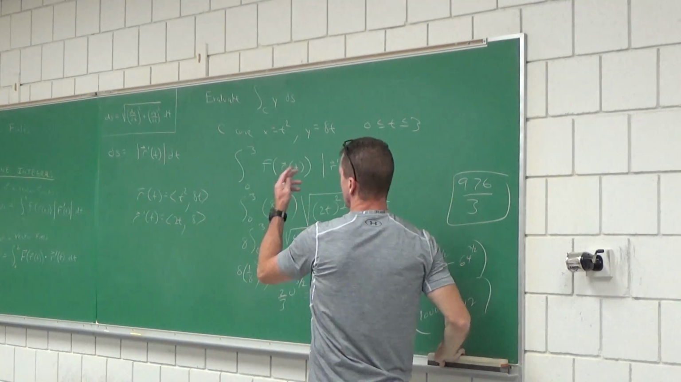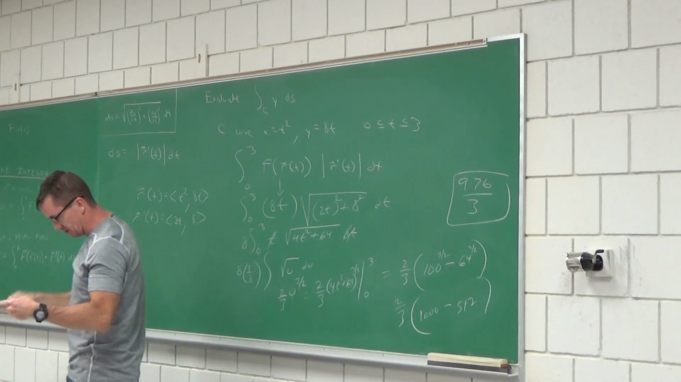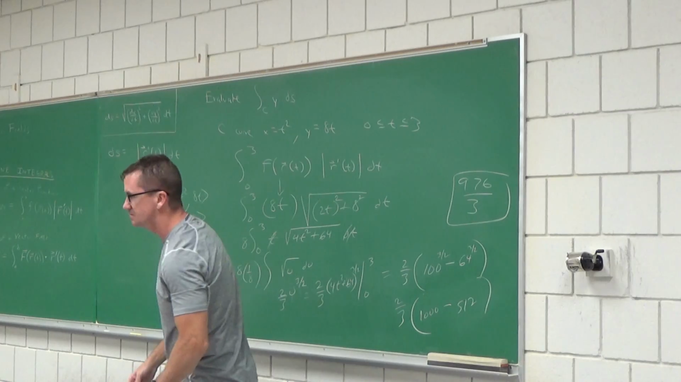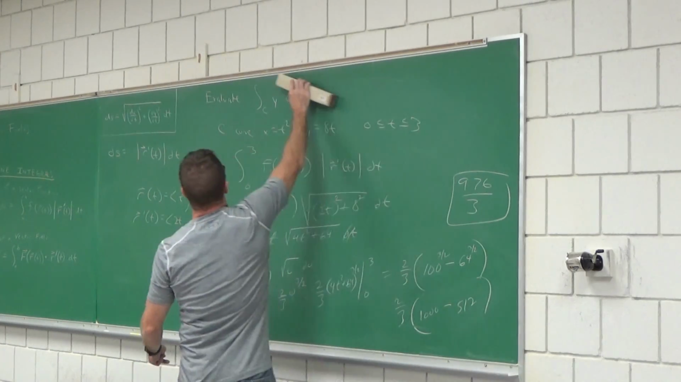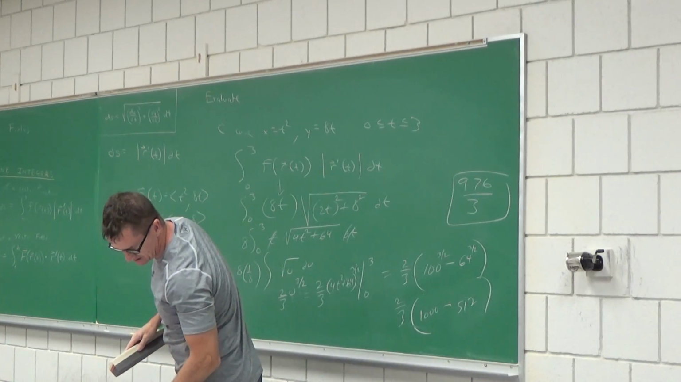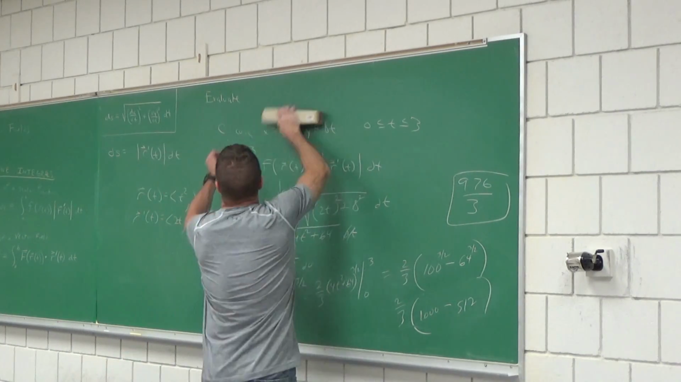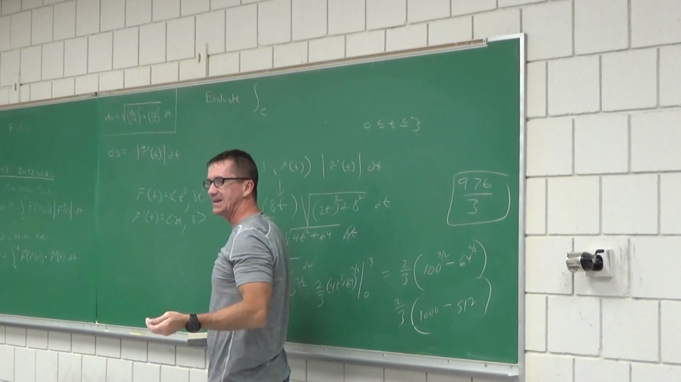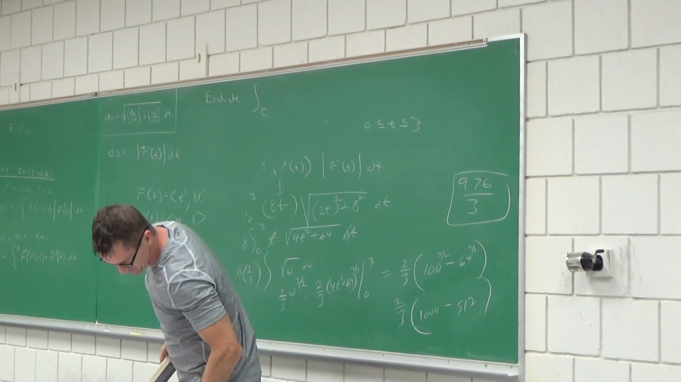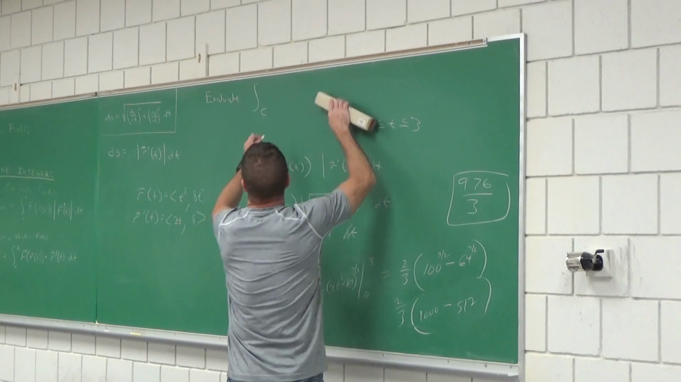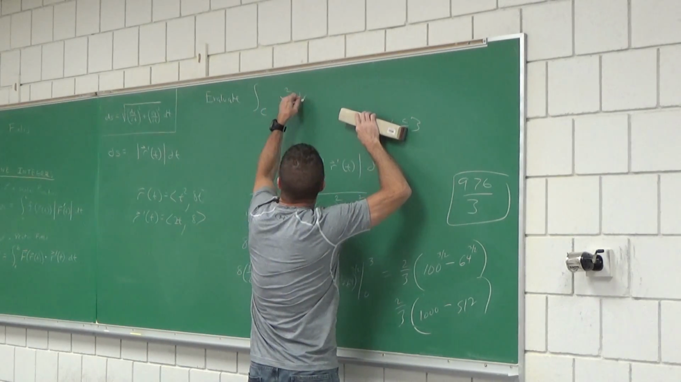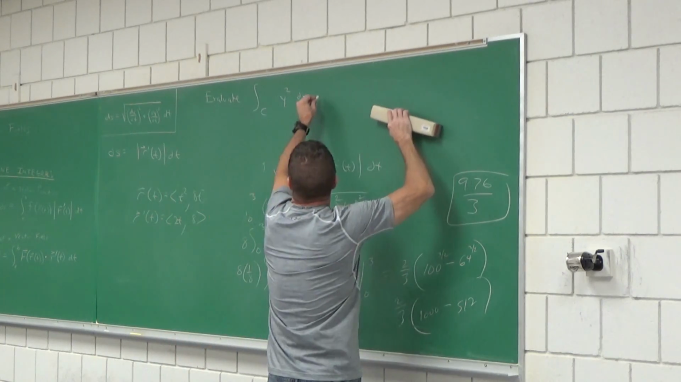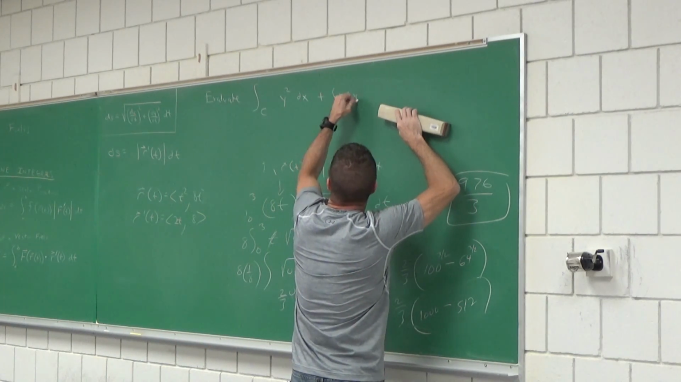Cool. Well, let's look at this problem. That was number 5. Let's look at number 7. We'll put that on the board. It doesn't have a ds. It says evaluate the line integral, aka curve integral, of y squared dx plus x plus y dy.